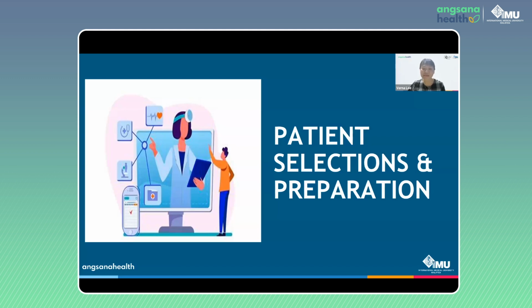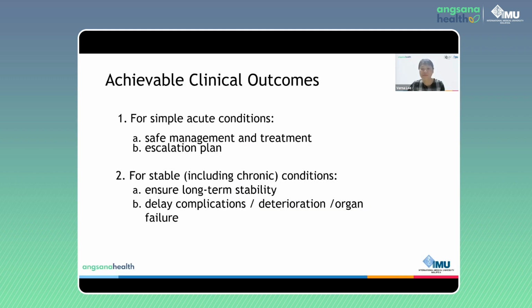So in the next few slides, I would like to emphasize some of the principles that we use to choose our patients, because not all patients are suitable. The first principle is clinical outcome. We need to ask ourselves, what do we want to achieve? If it's just management of an acute problem such as AGE or URTI, which is self-limiting, that should be okay. But what about more serious acute diseases like dengue fever and migraine?